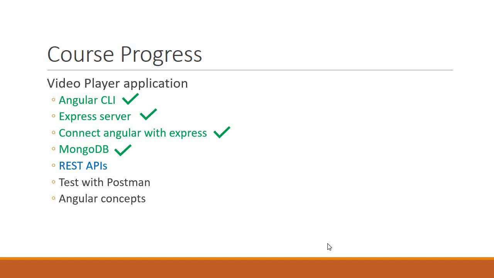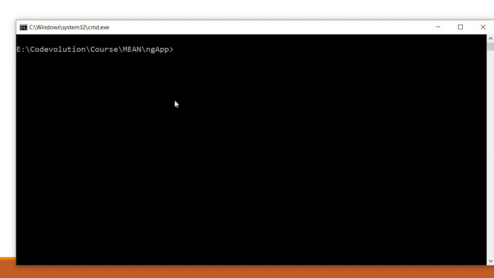Now, there are alternatives like MongoJS and native Mongo client, but Mongoose is quite simple once you understand how it works. Now, to install Mongoose package, type npm install --save mongoose in your project folder. So open command prompt in the ng app folder, and the command is npm install --save mongoose.